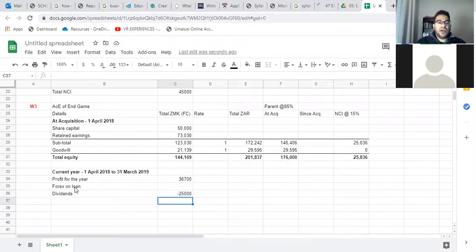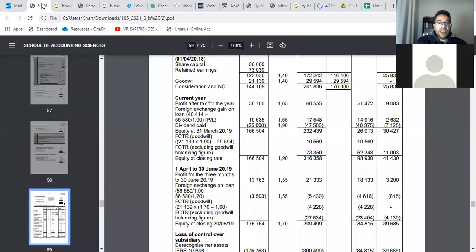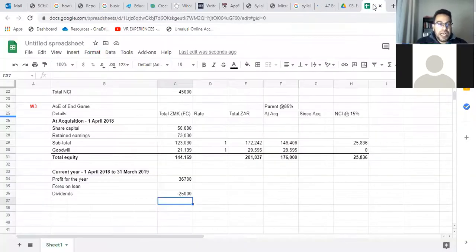Now we need to work out the Forex on the loan. So this is going to be extremely, extremely important, okay? So now we're going to work out Forex on the loan, and this is going to be now extremely important for us to actually work out.